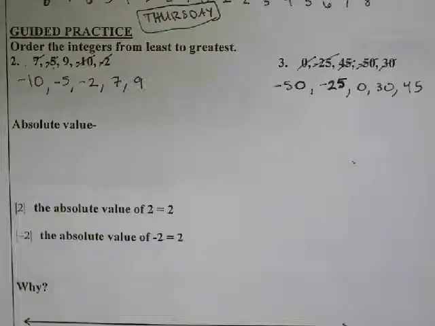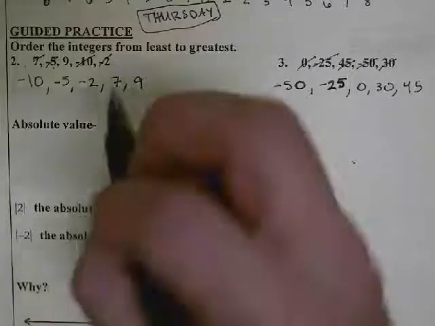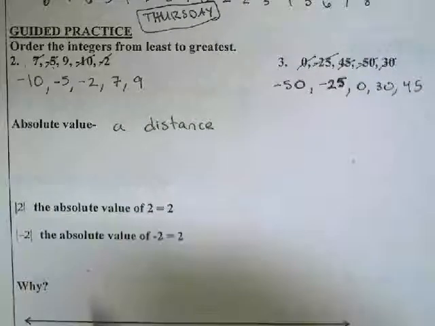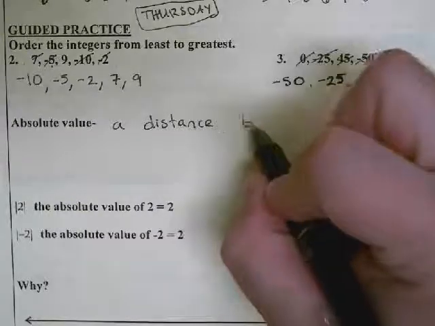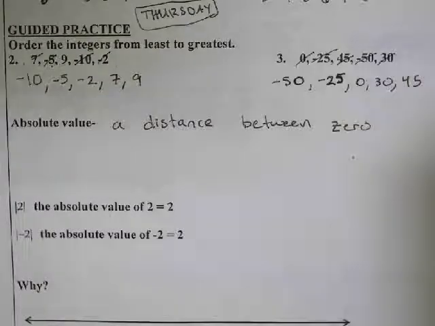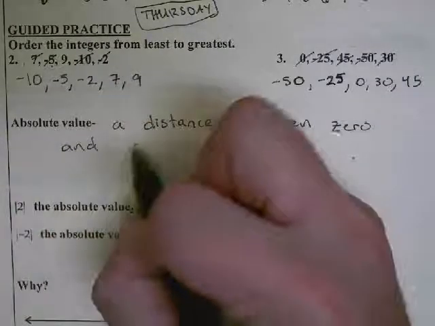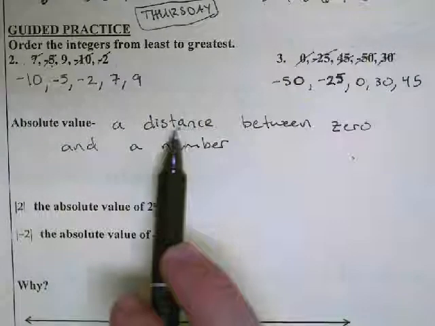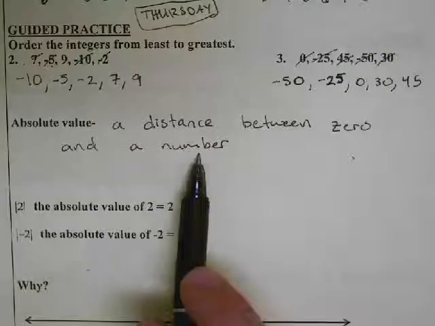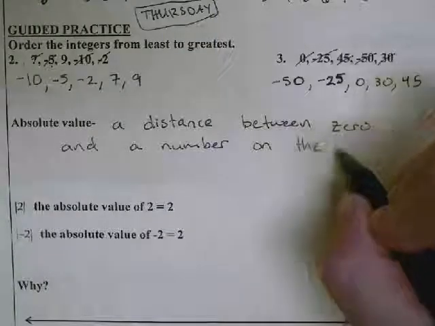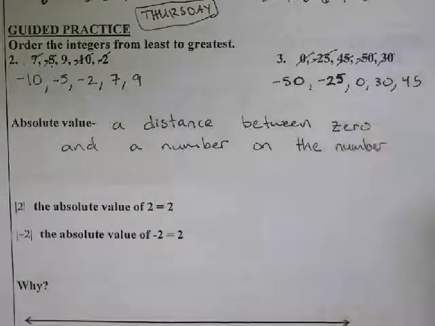So when we think of absolute value, we want to think of it as a distance that you're traveling. So absolute value is a distance between 0 and a number on the number line.